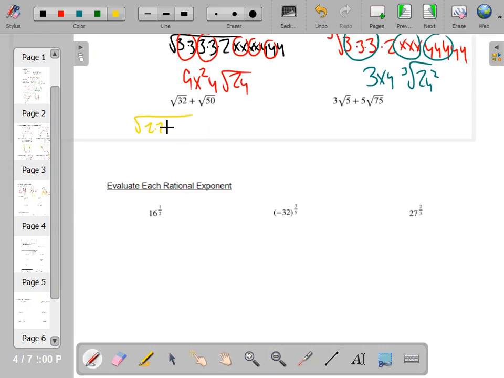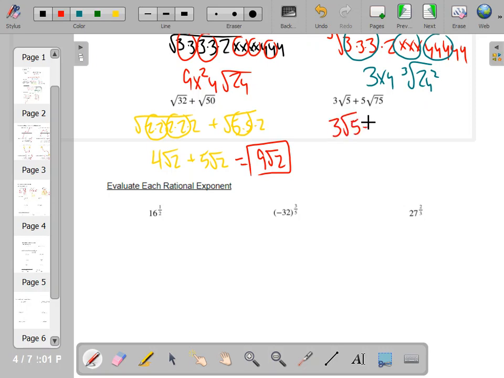Let's try that again. 32 is 2, 4, 8, 16, 32. 50 is 25 times 2. So this is 4 radical 2 plus 5 radical 2. Now these have the same radicand, so they are like terms. If you have 4 radical 2's and 5 radical 2's, you have 9 radical 2's.